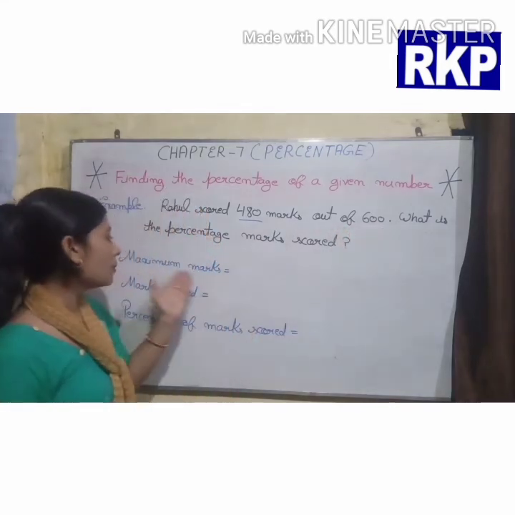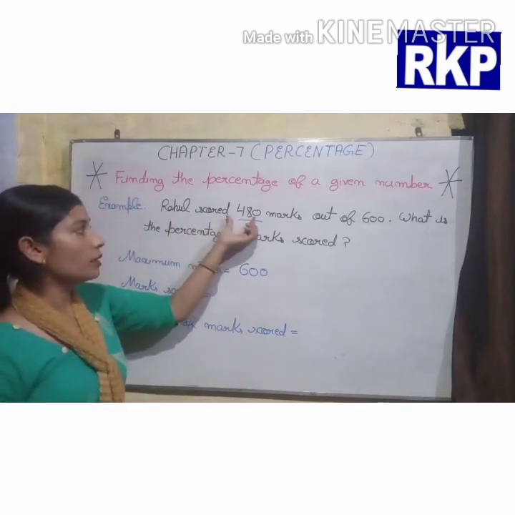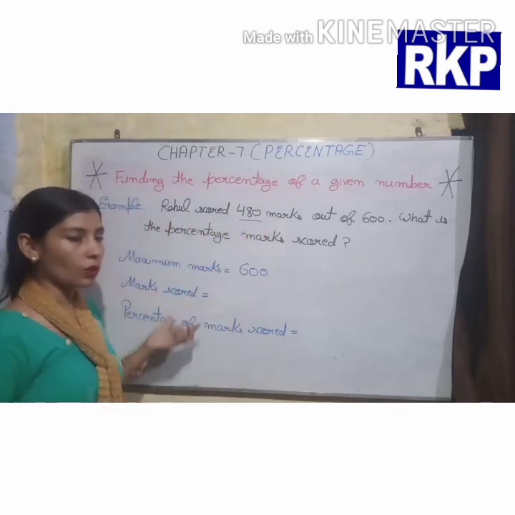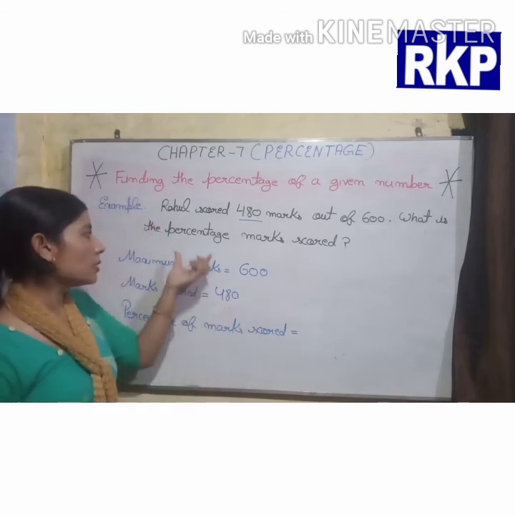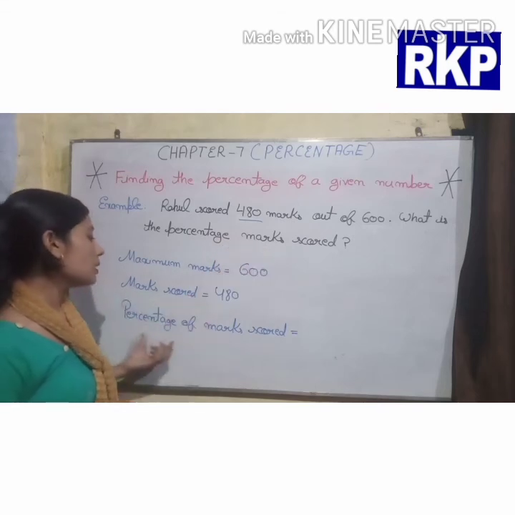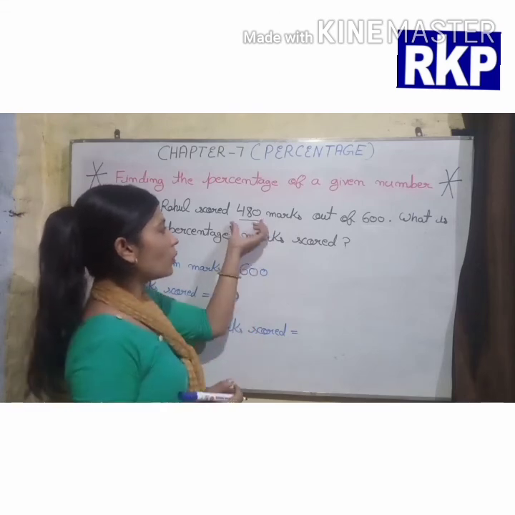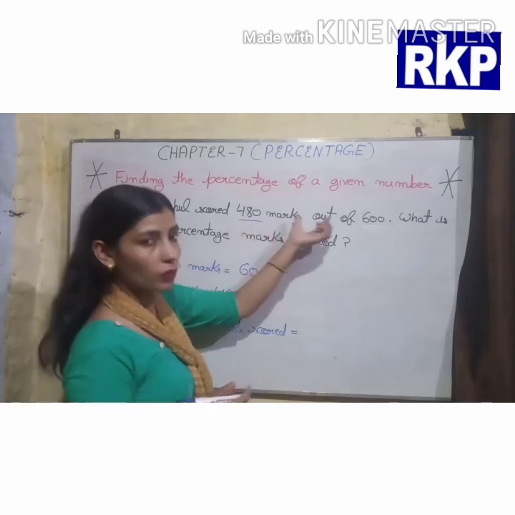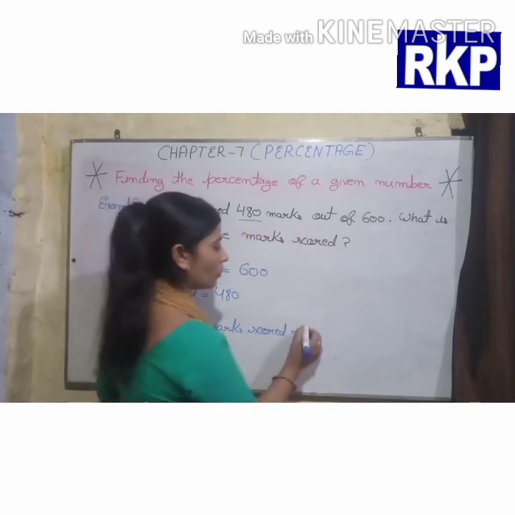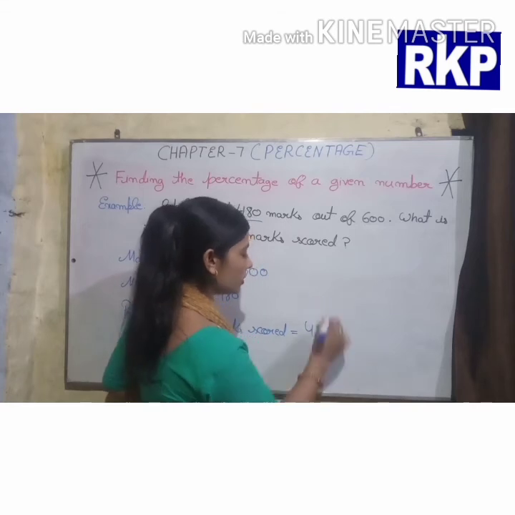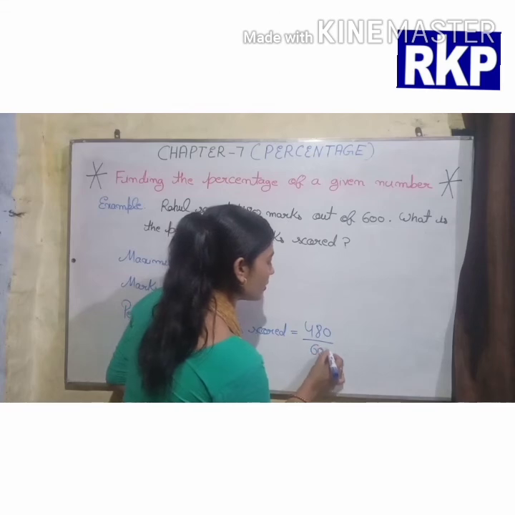600. So maximum marks is equal to 600 and Rahul scored 480 marks. So marks scored by Rahul is 480, and now we have to find the percentage of marks scored. So percentage of marks scored is equal to, राहुल ने गेट किए हैं 480 मार्क्स out of 600. So here we have to write these marks as a fraction. 480 out of 600 means we can write 480 by 600.